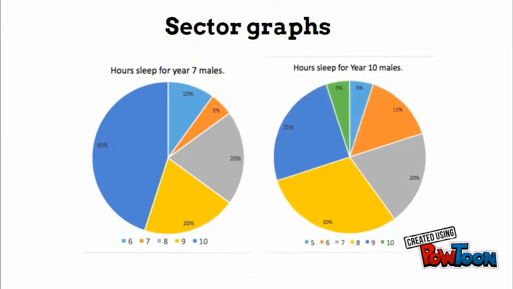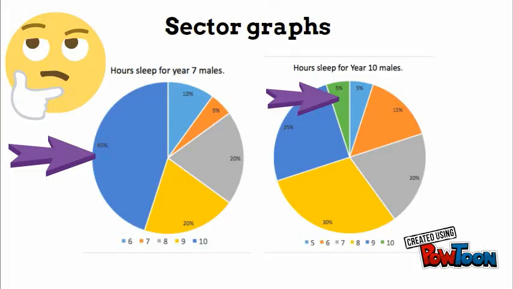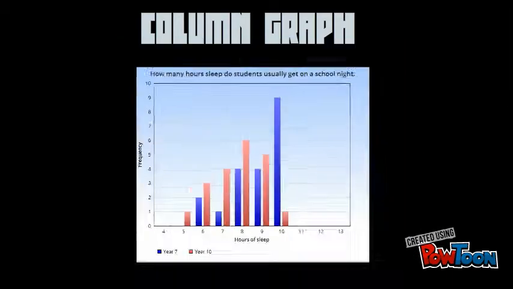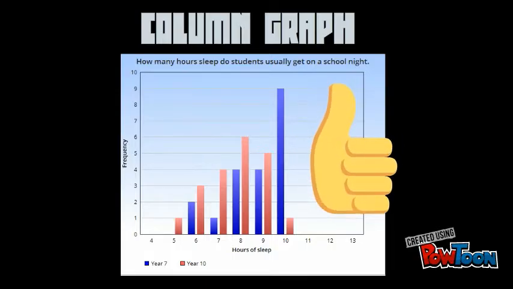The next graph that I created was the sector graph. Sector graphs are usually excellent, but for this investigation they became quite confusing. As you can see by the arrows, on the left, students who receive 10 hours sleep are displayed in blue, while on the right they are in green. There may be a way to fix this problem, but due to my inexperience using Excel, I was unable to do so. I found the double column graph to be the most visually effective graph, as it really tells the story of the results.